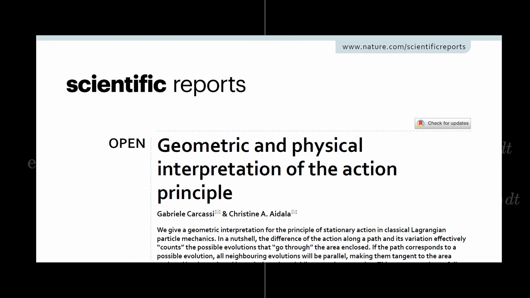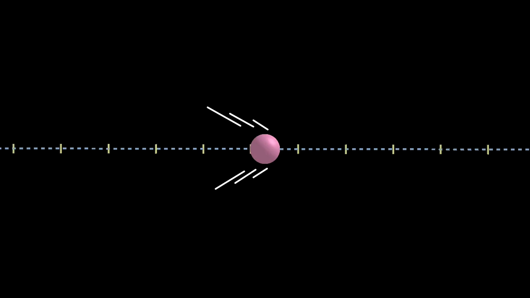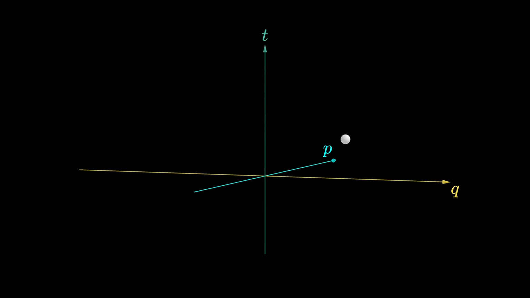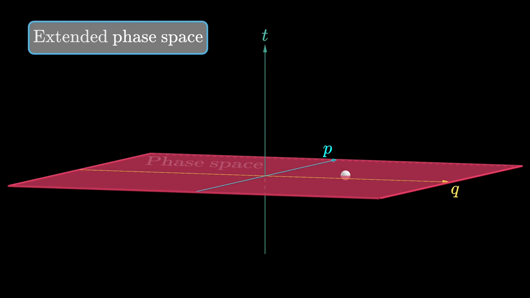This video will animate the ideas from the paper, but additionally, we will visualize Noether's theorem because it is only a few steps away. To describe a particle's movement in one dimension, we can specify its current position q, momentum p, and current time t. With these three pieces of information, a state can be neatly summarized as a point in 3D space. This 3D space of all possible states is called the extended phase space. Extended because phase space refers to the two-dimensional space where we don't specify the current time.